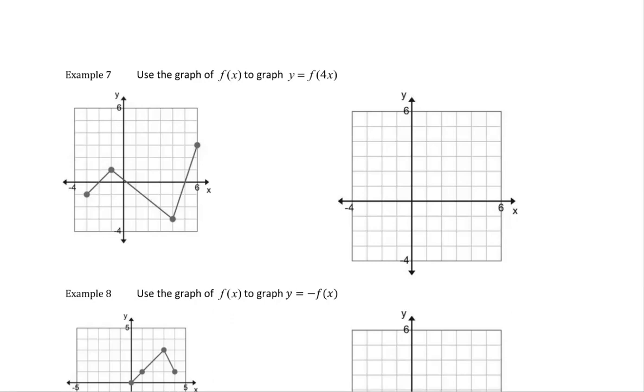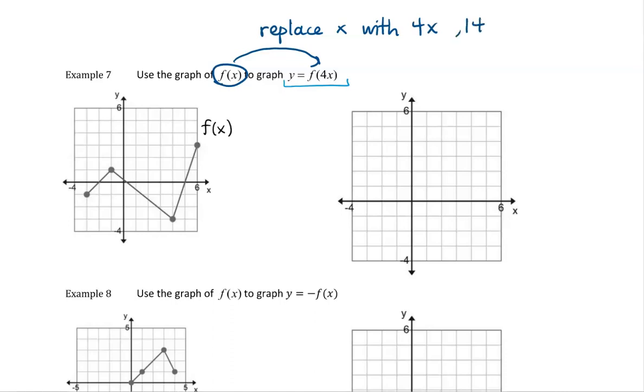Last set of examples, we are going to use a given graph to sketch a new graph. So starting in example 7, we are given the graph of f of x right here, and we want to graph y is equal to f of 4x. But what we have to be able to identify is what is that 4 doing as a transformation. So looking from the original equation to this equation, what changed is that we replaced x with 4x. So we are replacing x with 4x, and it's worth noting that the absolute value of 4 is greater than 1. The table tells us that as a transformation, that is a horizontal compression.